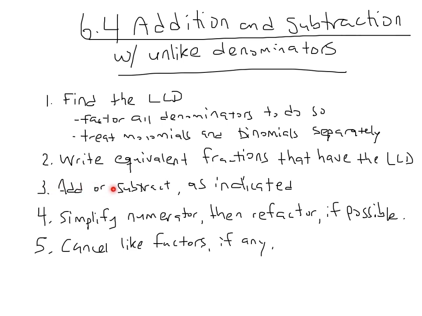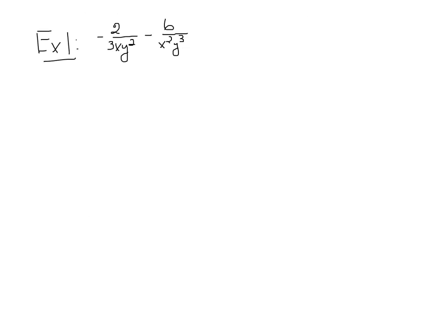Step 3, you're going to then add or subtract as indicated, which means, of course, that you keep the denominator and add the numerators or subtract the numerators. Step 4 is to simplify the numerator, and we're going to look at a bunch of different problems and what that means. Then you'll refactor the numerator if possible, and finally cancel any like factors. So let's try a problem.